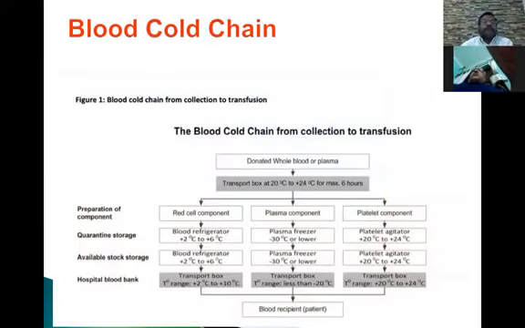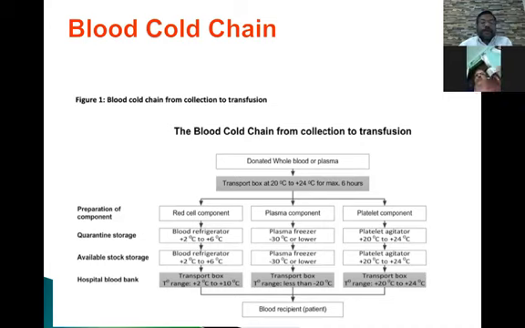The blood so obtained must be maintained in a cold chain from collection to transfusion. The donated whole blood is transported at 20 to 24 degrees for a maximum of 6 hours. It is separated into components: red cells, plasma component, and platelets. Red cells are maintained between 2 to 6 degrees all throughout before they are sent off to the recipient, where they are thawed to normal room temperature.